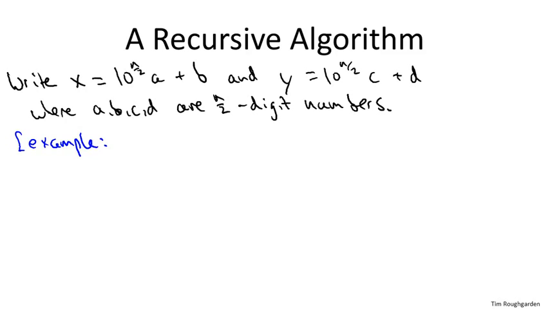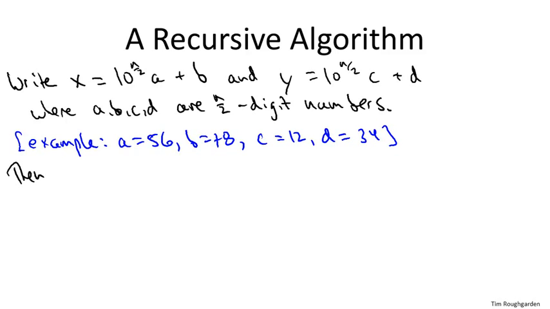So in our previous example, where x was 5678 and y was 1234, we would have a being equal to 56, the first two digits of x, and then b would be the other two digits, and then similarly for c and d, being a decomposition of y. So now, in a purely mechanical way, we can expand the product of x times y in terms of this representation in terms of these smaller numbers, a, b, c, and d.